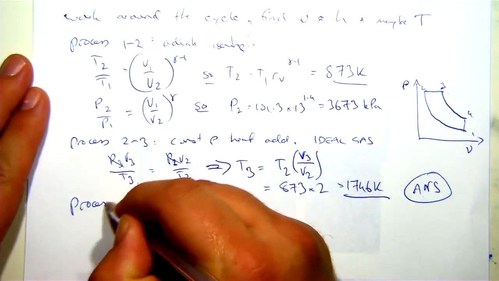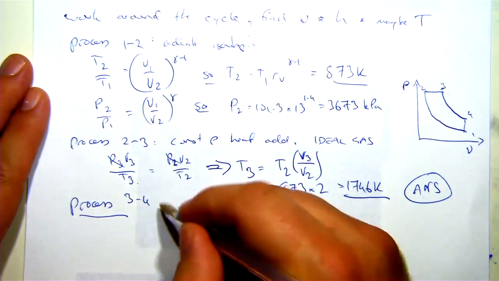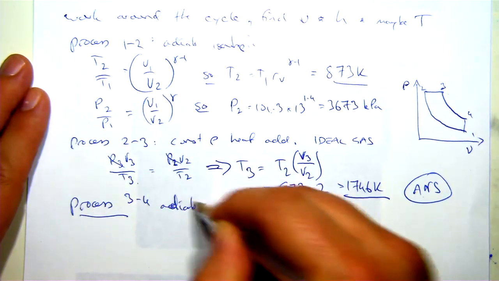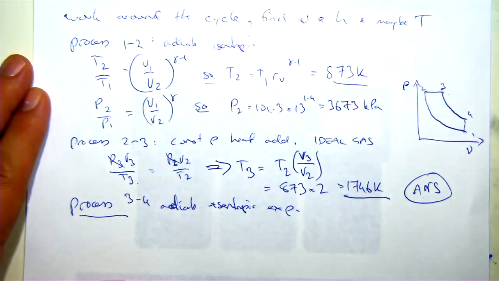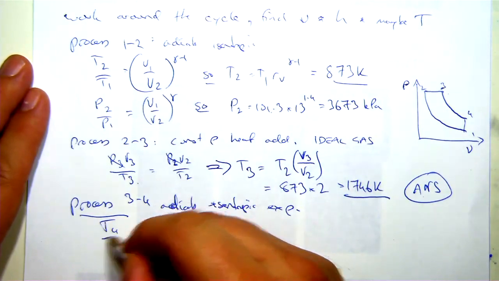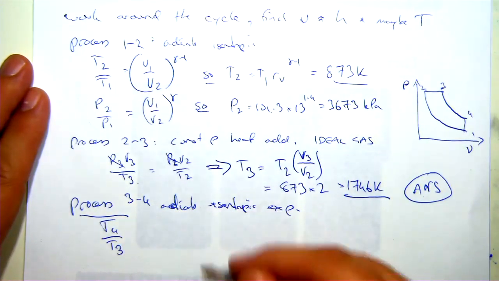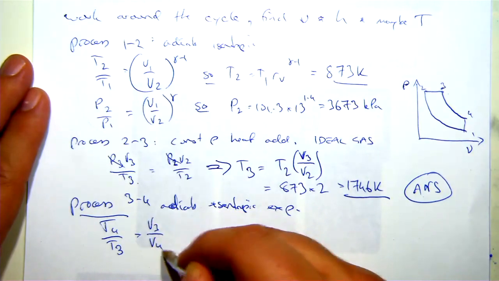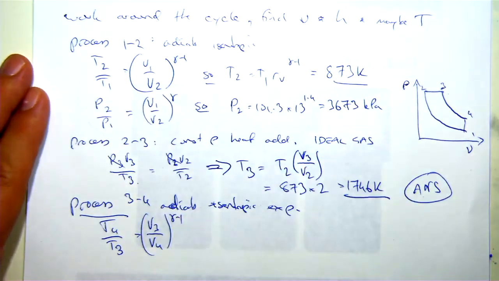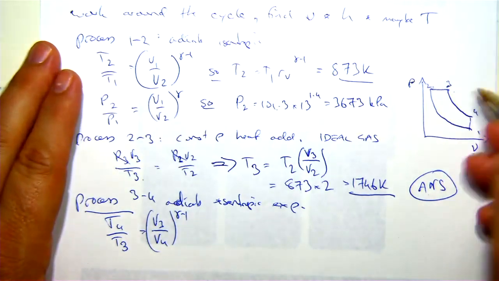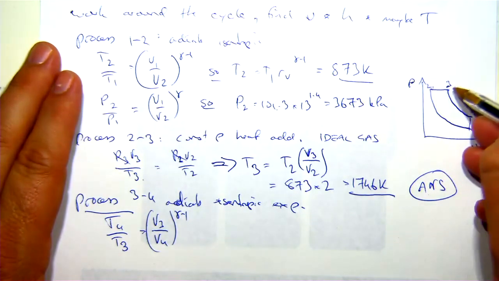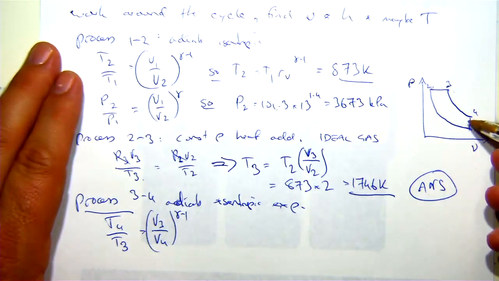Now, process 3 to 4 is an adiabatic expansion. And so what I've got there is T4 on T3. Now here is going to come a trick. Equals V3 on V4 to the gamma minus 1. I've got RV. So for you guys looking at the graph, this way up, that's why I drew it. I've got RV from 1 to 2. I've got the volume from 2 to 3, but I want to solve this with a volume from 3 to 4. What happens is we work backwards.